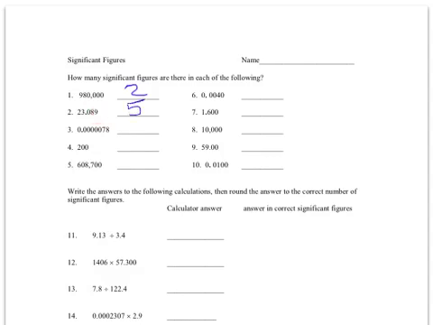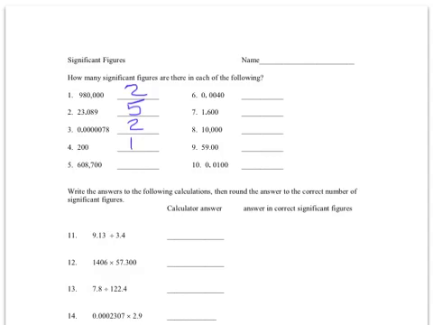If we look at the next one, leading zeros, the ones that come before the numbers, are never significant, therefore I have the 7 and the 8. That gives me 2 significant figures. Now if I look at the next one, there are zeros but there's no decimal, so trailing zeros, ones that come after the number without a decimal, are not significant. That means I only have 1 significant figure for number 4.